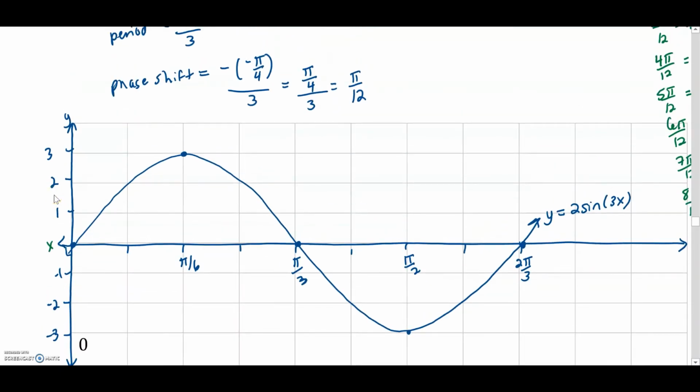When we calculated our phase shift, we found the phase shift was positive pi over 12, which means we have to move our function to the right pi over 12 units.